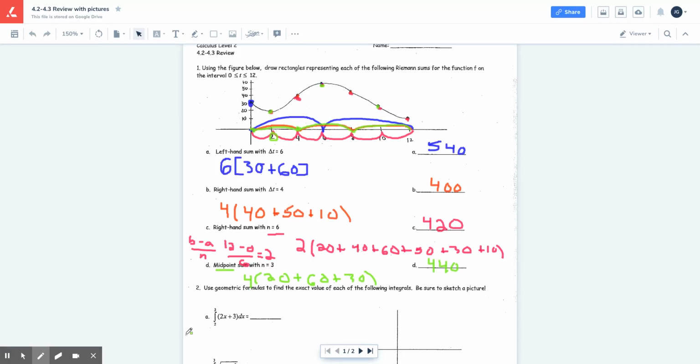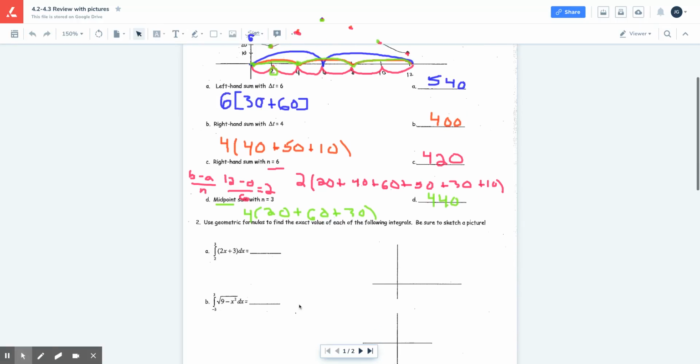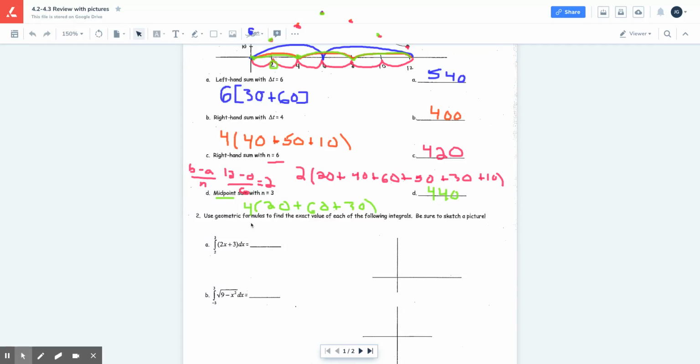All right. Now let's go down to number 2. All right. With the geometric formulas. So for this first one, 2x plus 3 is a line. It's a line with a positive slope crossing at 3. You don't really need to know it crosses at 3. You just need to draw a line that looks like that. And then it goes from 2 to 3.